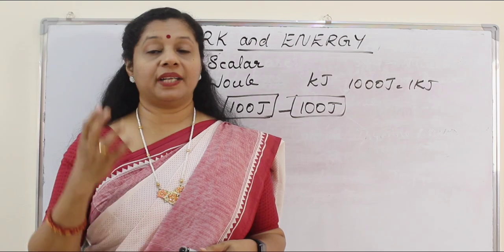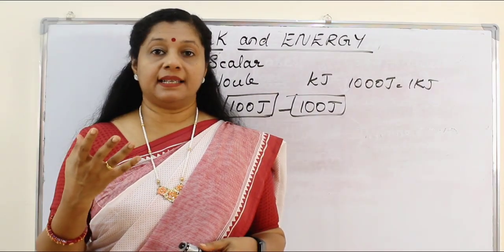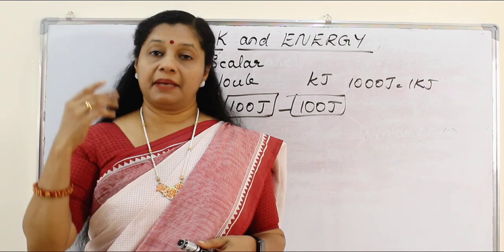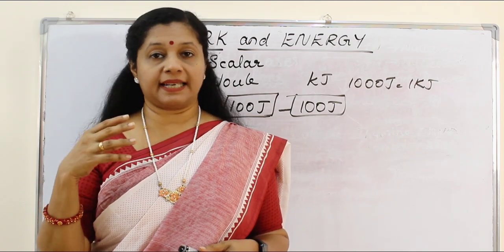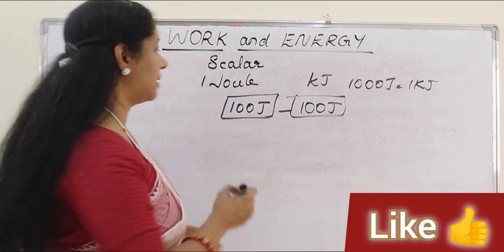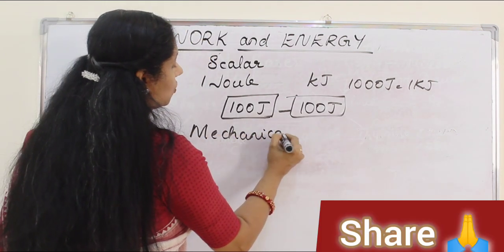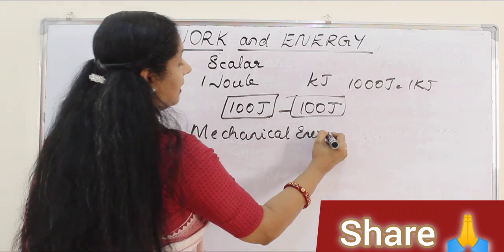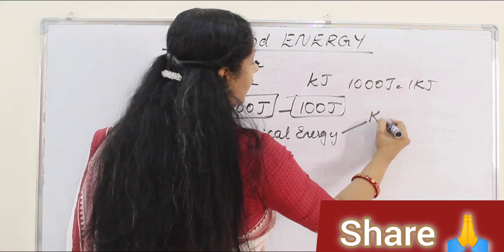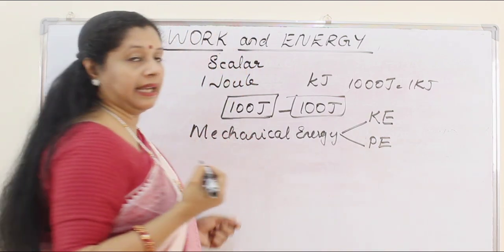Sound energy. When something is vibrating, it possesses sound energy. Light energy. Who has light energy? Mainly the source is the sun. The sun has light energy. Magnetic energy is there. But we are talking about something called mechanical energy. Mechanical energy can be of two types. One is called kinetic energy, the second is called potential energy.